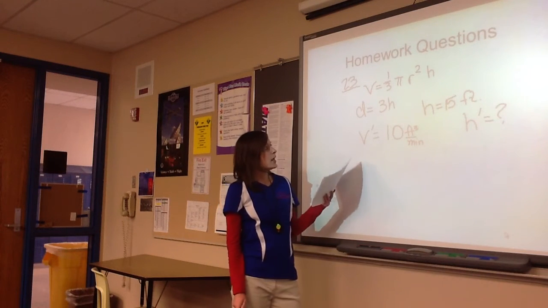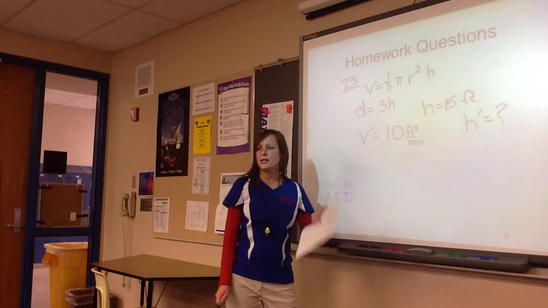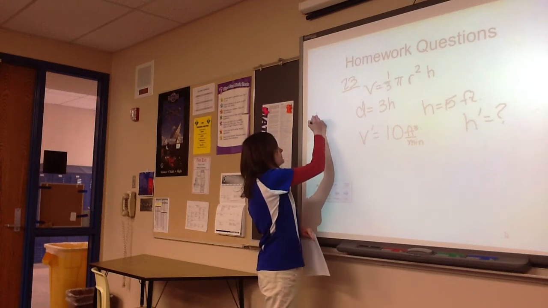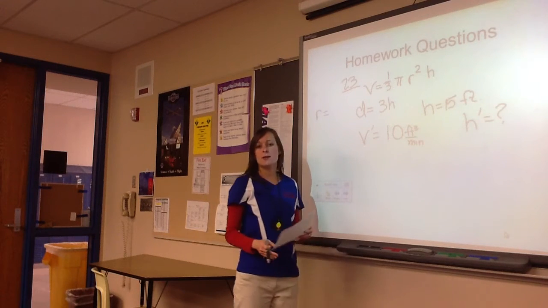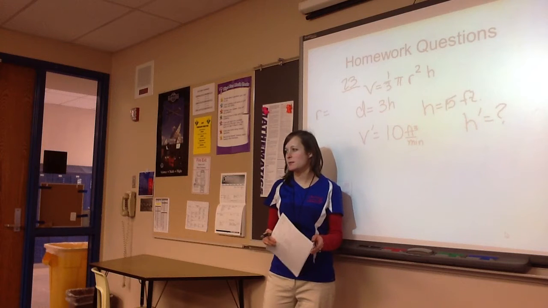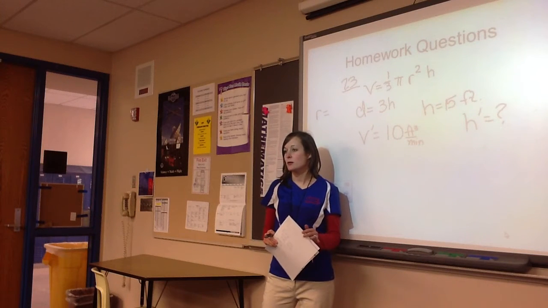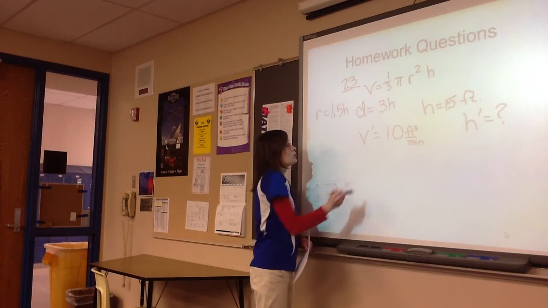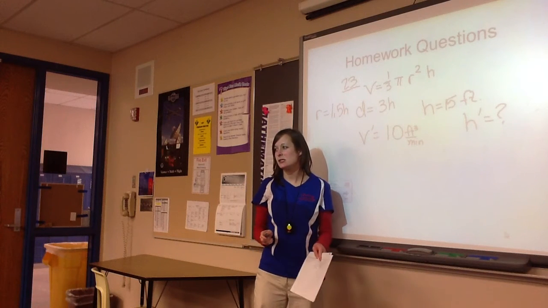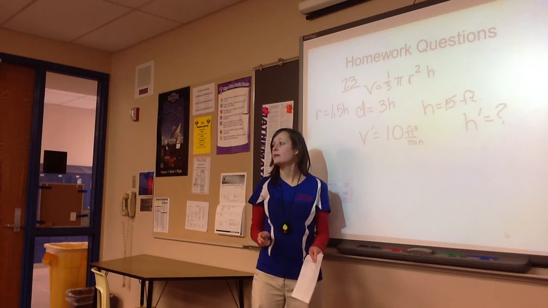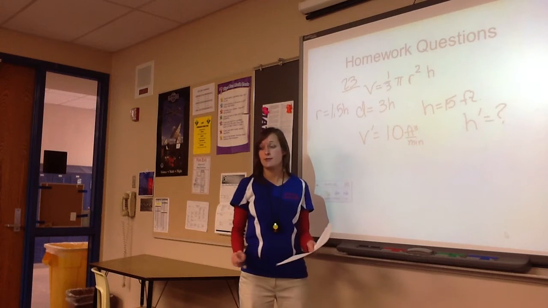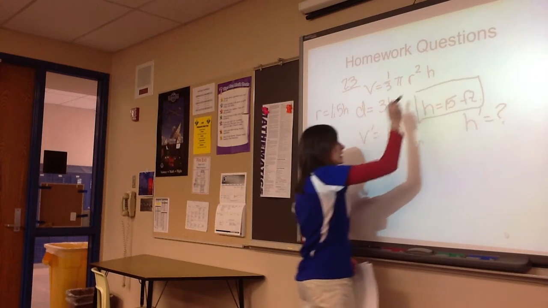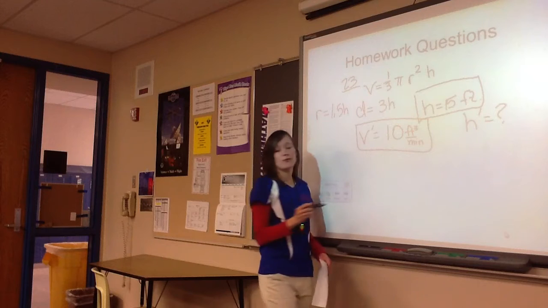So, if our diameter is 3 times our height, what is our radius? If our diameter is 3 times our height, what would our radius be? 1.5 times our height. Questions on that? Could you put 15 in? Yes, very good, because your radius is half of your diameter. We don't want to put 15 in. This part and this part do not get put in until the very end.